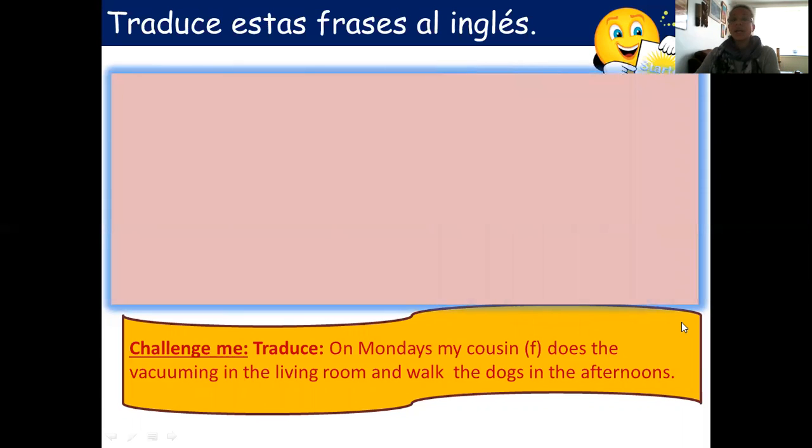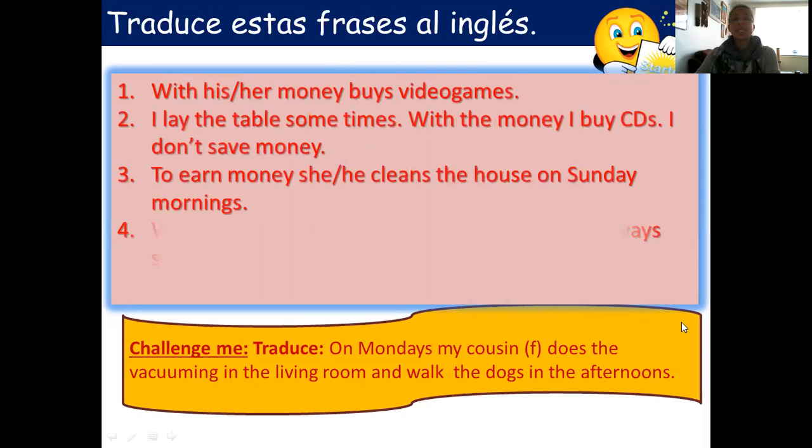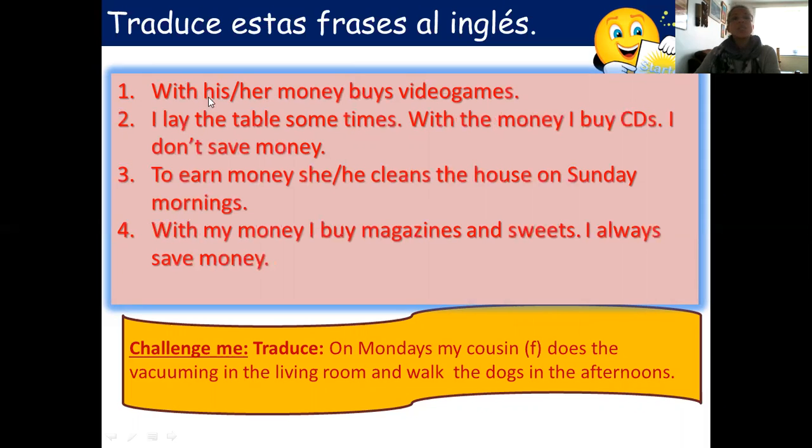Let's have a look at the answers. Here you've got the sentences translated into English. So for the first one, I put his and her because I haven't specified if it's masculine or feminine, okay? So if you have written with his money or with her money, it's correct. And the same happened with sentence number 3, tres, where I haven't specified either the gender, so you could have written to earn money, she cleans, or to earn money, he cleans. Either way is correct. And let's have a look at the translation of the challenge.